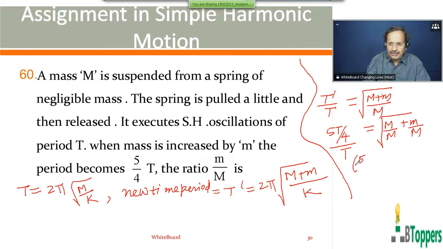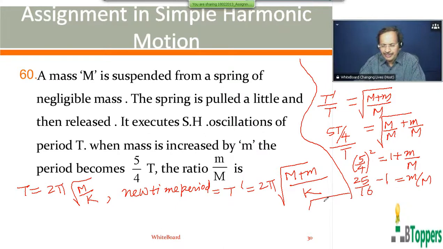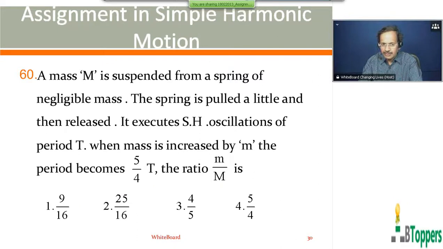So if you square both sides, 5 by 4 whole square equals capital M by capital M plus small m by capital M. The root will go on the right side. You can simplify this further to get the answer, that is small m by capital M, which comes out to be 9 by 16. If you want to copy the working, you can pause and copy it. So for question number 60, the first option will be the answer.